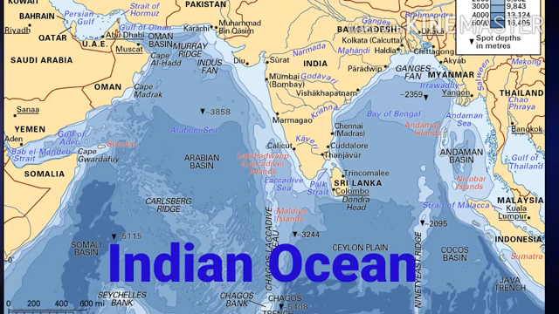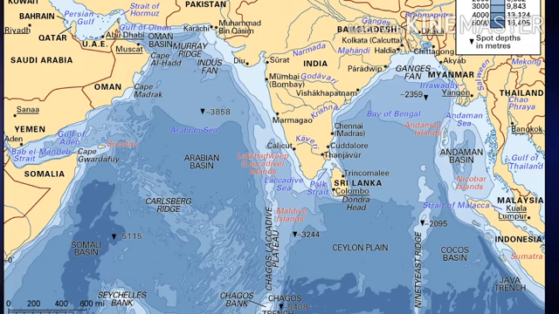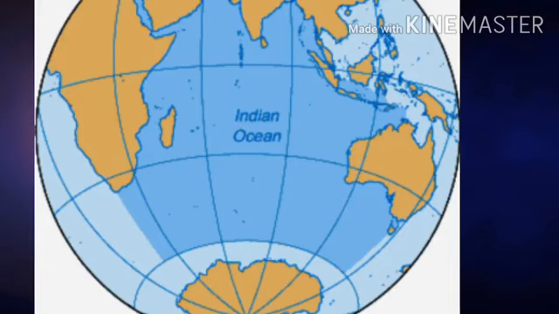Now, moving towards the next topic, the Indian Ocean. India lies at the head of the Indian Ocean. The Indian Ocean extends between 0 degree east to 120 degree east longitude, with Kanyakumari located along 80 degree east longitude. Thus, India occupies a central position in the Indian Ocean. The Indian Ocean is truly Indian.